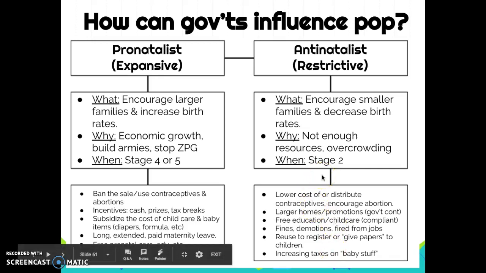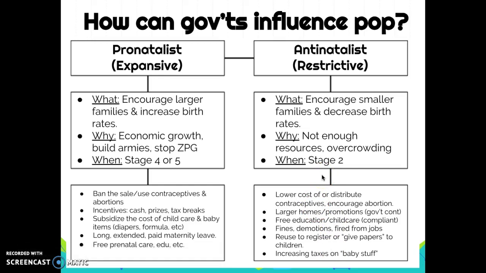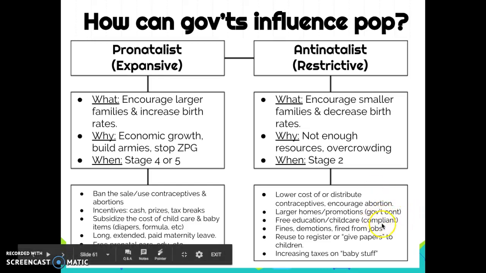Giving larger homes or promotions to people who work for the government and choose not to have children is a documented example of an anti-natalist population policy. If you are compliant with an anti-natalist population policy, the government could give you access to free education and free childcare. So these are both ways to encourage people with a positive outcome, right?